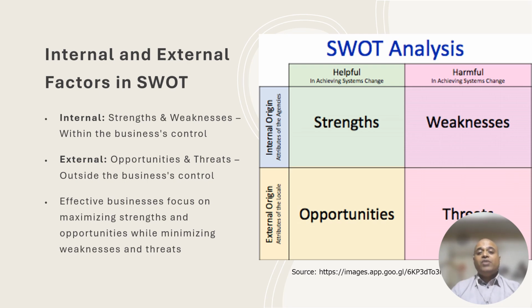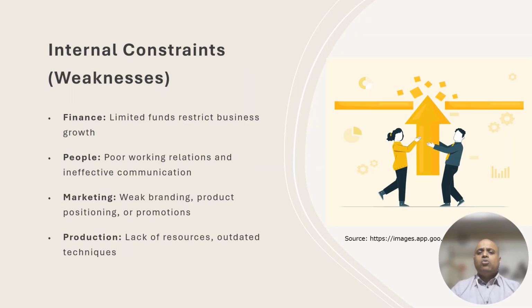So, the key takeaway is businesses succeed when they leverage strengths and opportunities while managing weaknesses and threats effectively. Let's now explore each of these in more detail. Now let's talk about the W in the SWOT, which is weaknesses. Every business, no matter how successful, will always have some weaknesses. These are internal factors that can hold a company back from achieving its goals. The good news, since they are internal, businesses can work on improving them. Let's look at some common internal constraints.